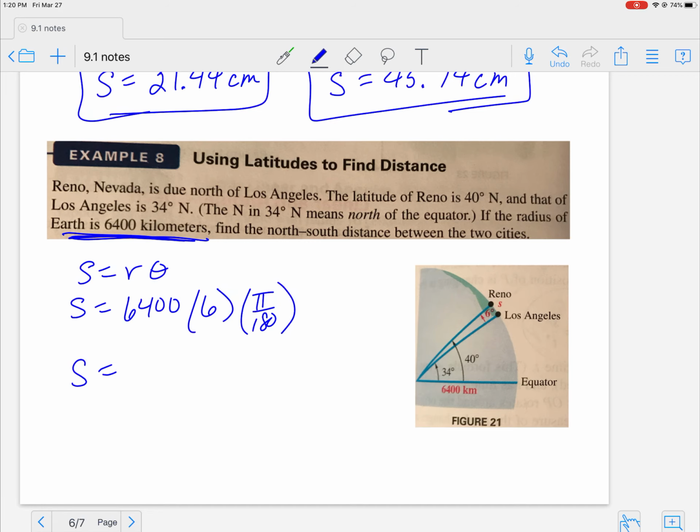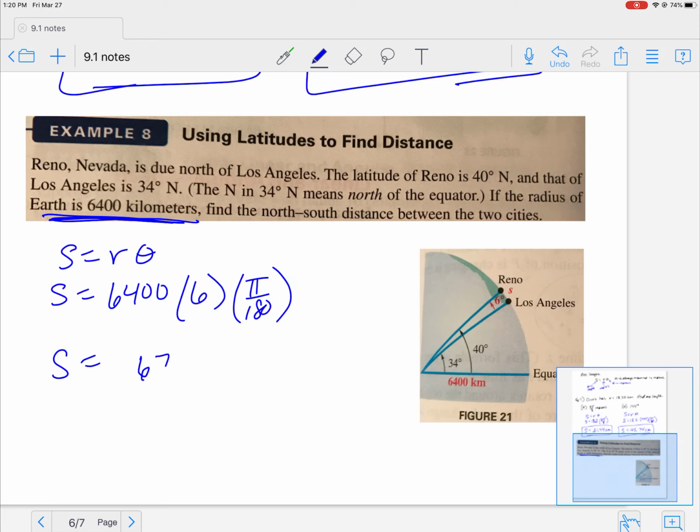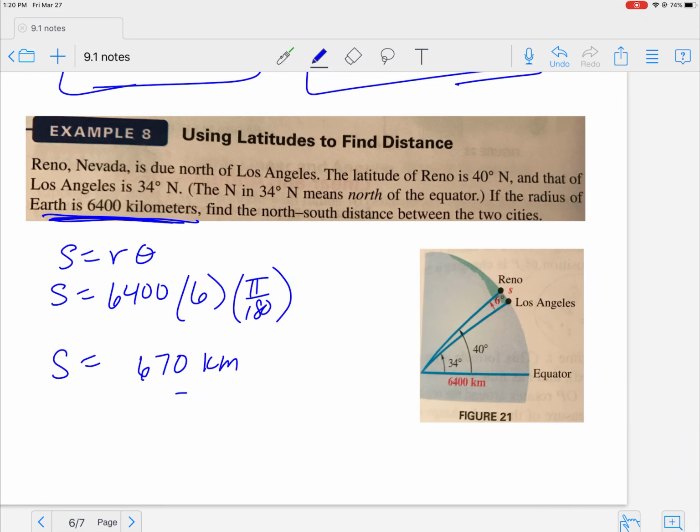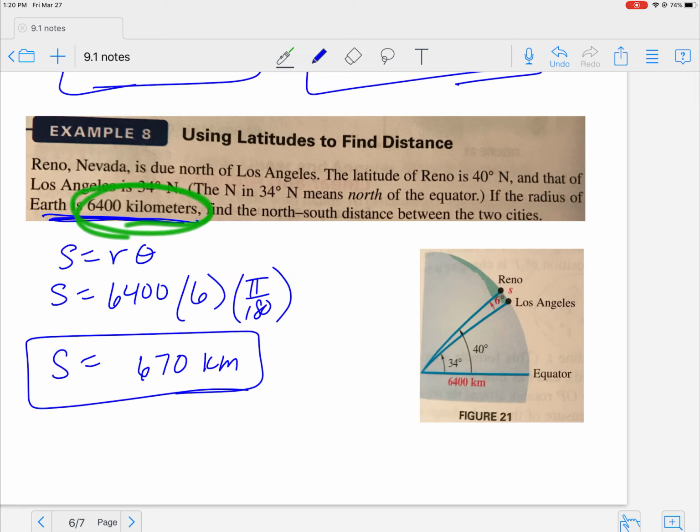You've got this. So S is now equal to, if I go through and simplify and work all that out, you're going to come up with approximately 670 kilometers. And I'm putting this in terms of kilometers because we came up with our radius in terms of kilometers, so you want to keep that same unit measure.